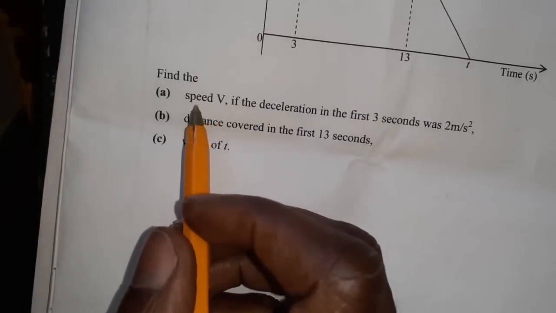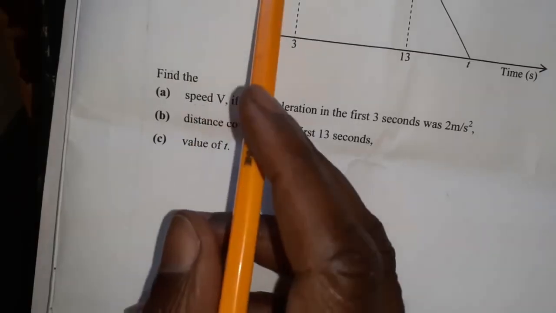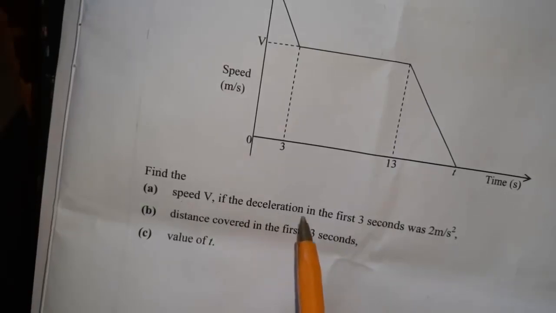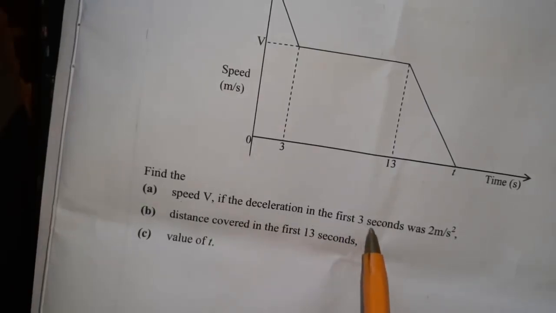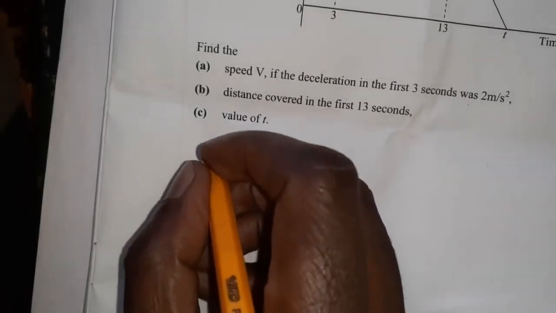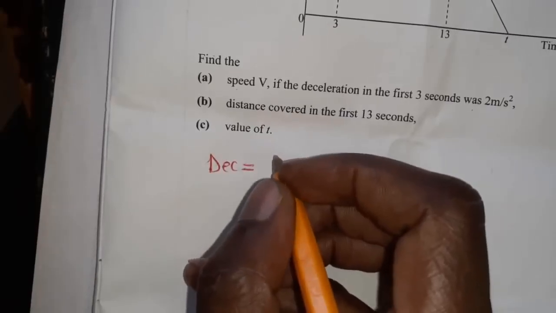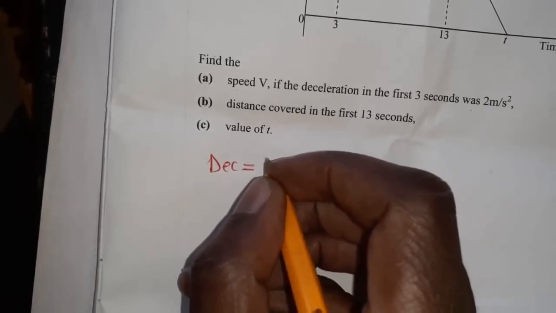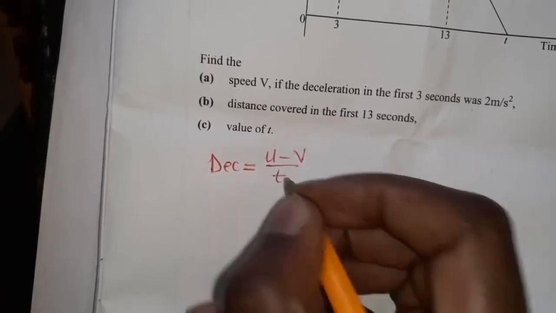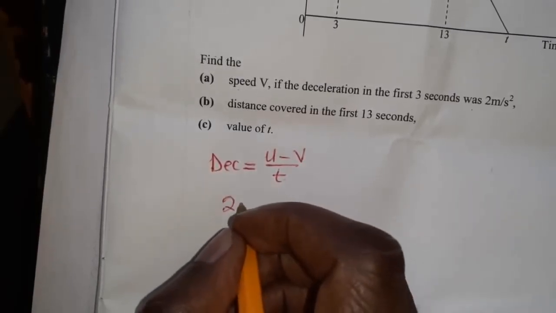So find the speed, which is v here, if the deceleration in the first 3 seconds was 2. So deceleration is equal to initial velocity minus final velocity over time. So deceleration is given here as 2.